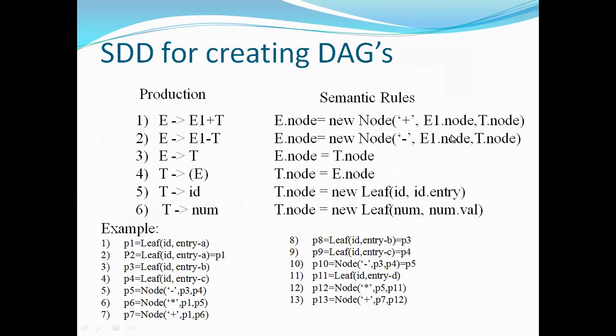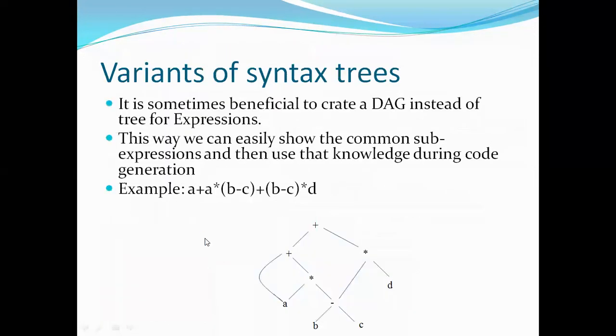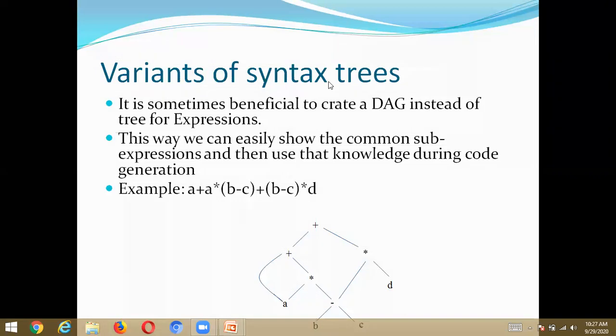So directly I am using the semantic actions, and then I am using the production numbers and pointer numbers here. With the representation of P1, P2, P3, I am generating an expression that is a plus a into b minus c plus b minus c into d. See how to generate this expression, once all of you see.